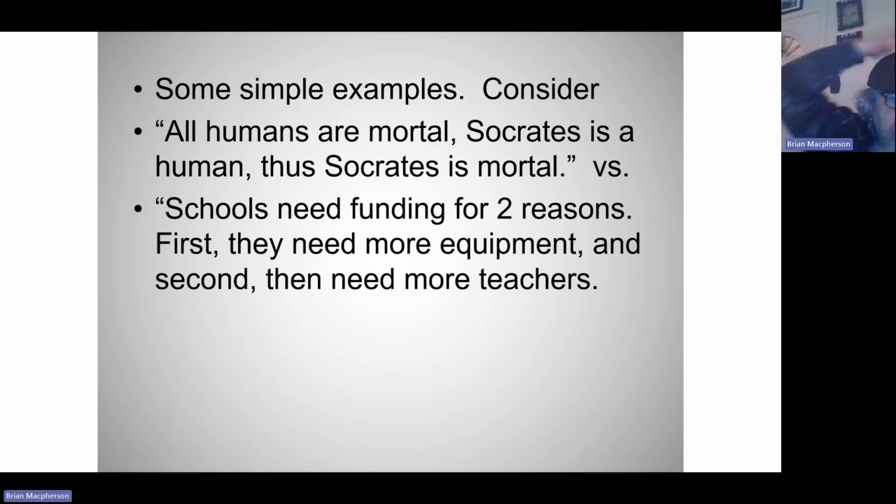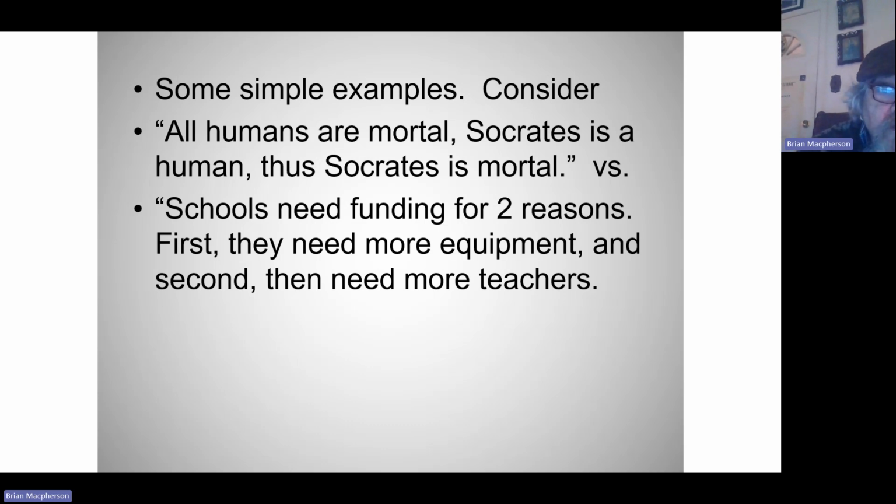Now, on the other hand, look at "schools need funding for two reasons." The reasons, I think you would agree, are independent of one another, in the sense that either premise could constitute an argument for the conclusion. So I could say, schools need more equipment, therefore they need more funding. That itself can be considered an argument, right? Or I could say schools need more teachers, so they require more funding. That's a separate consideration, right? So in the second argument, the premises are independent and they support the conclusion independently.